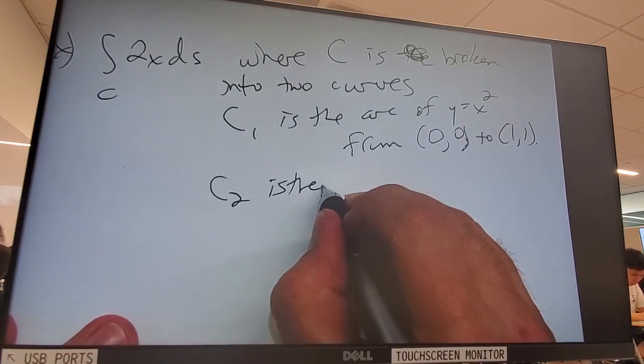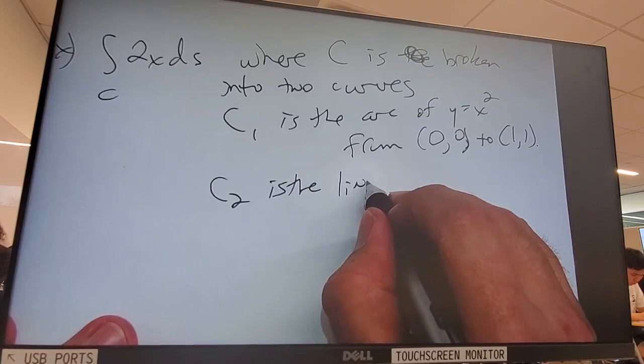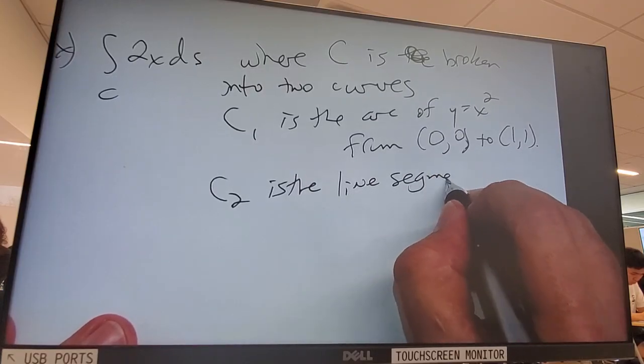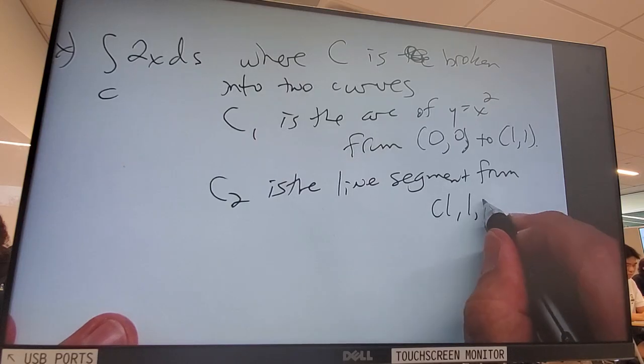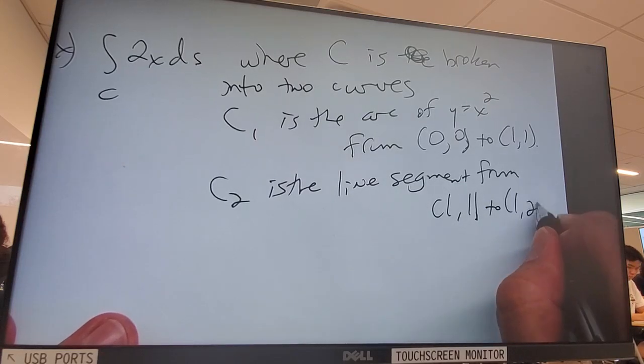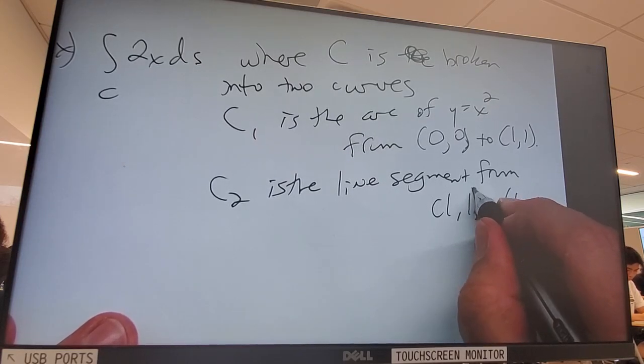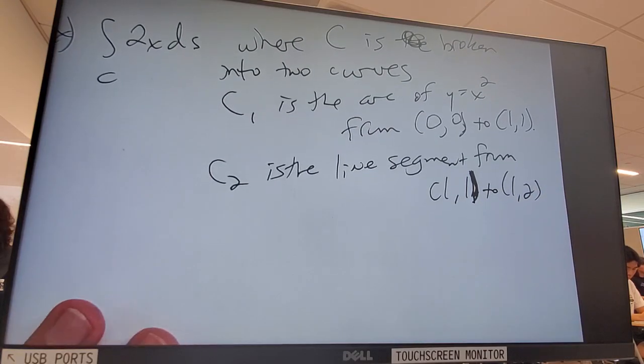C2 is the line segment from (1, 1) to (1, 2). So it was trying to be a 1, and it's trying to be a parenthesis.